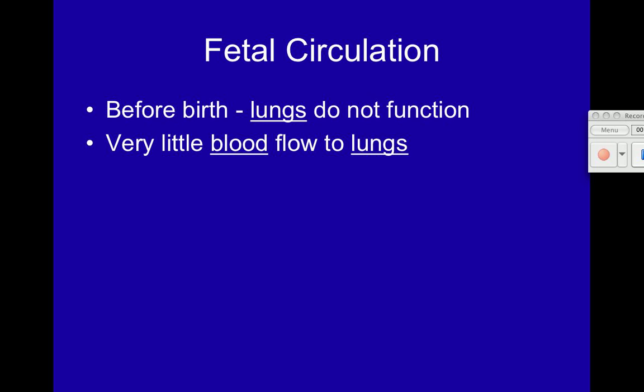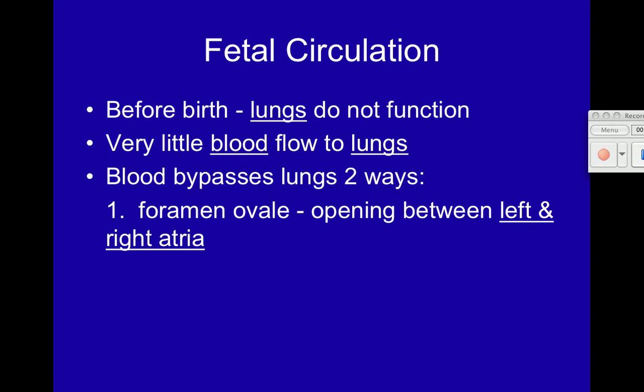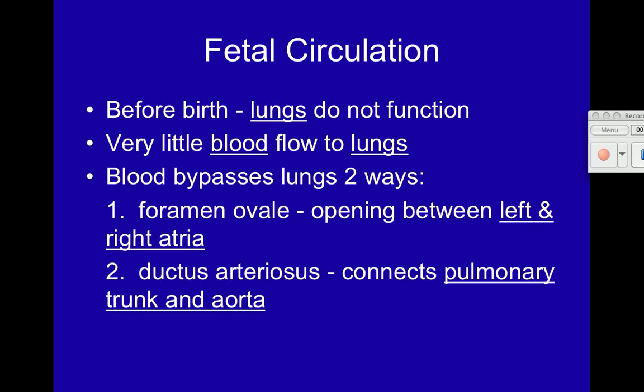So in order to keep the blood volume up appropriately but still circulate it, the blood actually bypasses the lungs, and there's two methods. First is a hole called the foramen ovale. Basically that means oval hole, and that's the opening between the left and the right atria. The second one is a shortcut between the pulmonary trunk, the pulmonary arteries, and the aorta. So blood comes out of the right ventricle and pumps up into the pulmonary trunk, and then into the aorta.